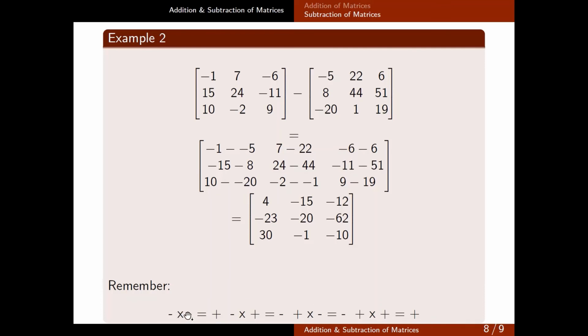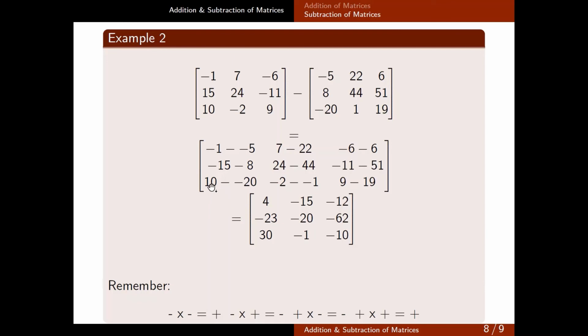Whenever you have a negative multiplied by a negative, you should get a positive sign. Like for instance, here we have a -1 minus -5. So this should be a plus. So we are going to have -1 plus 5, and then we get 4. 7 minus 22, you get a -15. -6 minus 6, that's our -12. And then -15 minus 8, -23. 24 minus 44, that's -20. -11 minus 51, that's -62.